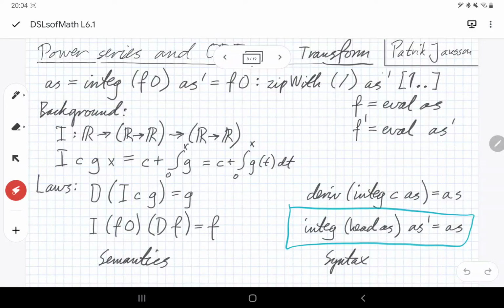Okay, time for the second part. So we saw some example equation solving, and now let's try to summarize and give some types and structure to what we have been doing with this transform.